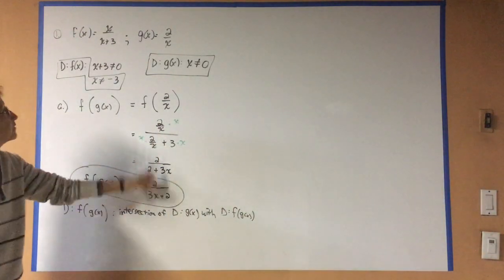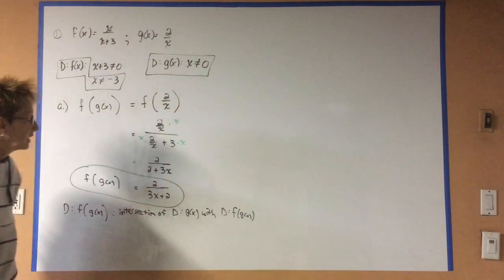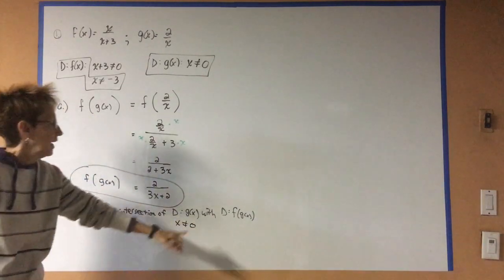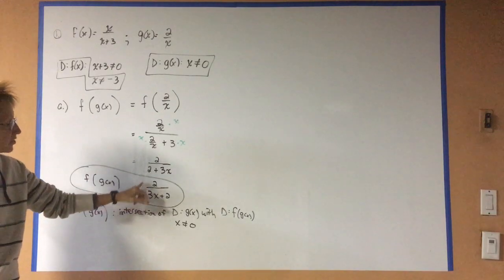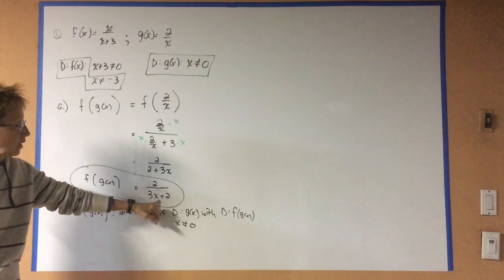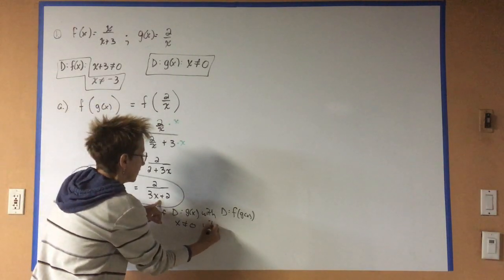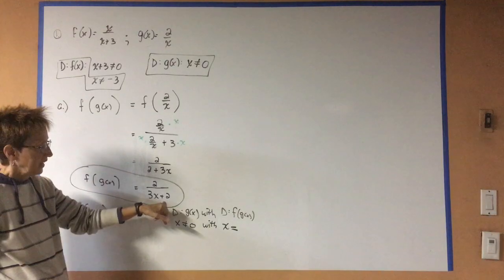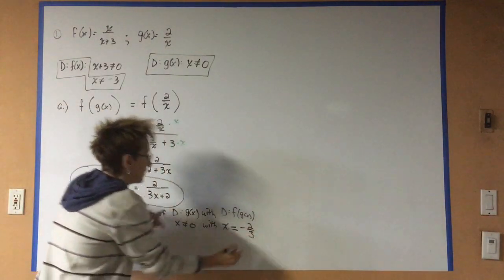Okay, well, the domain of my g of x, we said the domain of g of x is x can't equal 0, and now we just have to look at the domain of this answer for my composite function. So tell me, this has a restriction as well. What value can x not be down here? With x can't equal, what would that have to be? Negative 2/3. X can't equal negative 2/3.